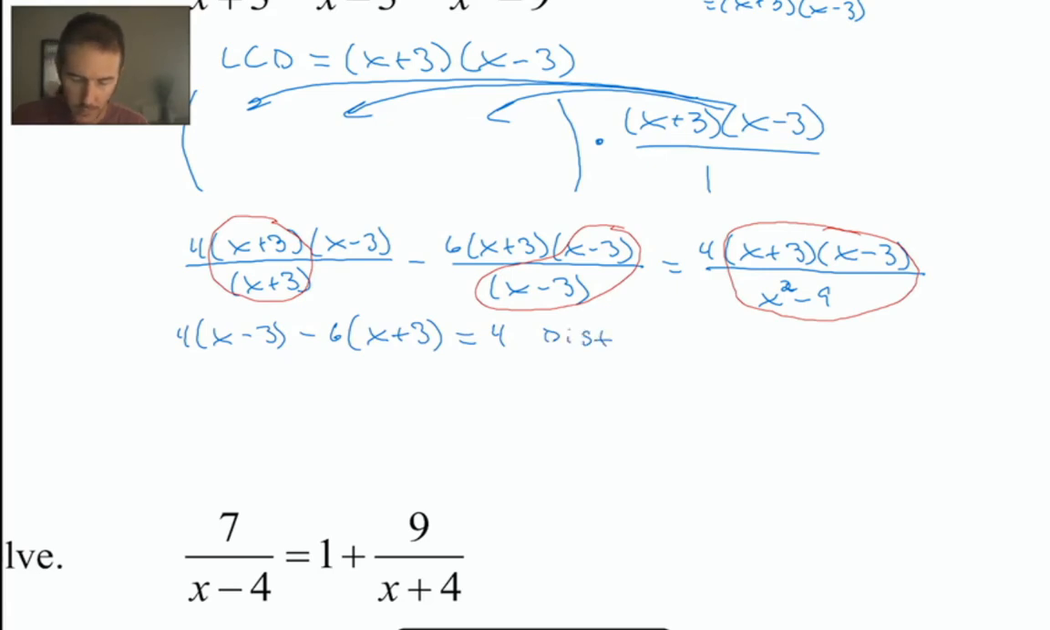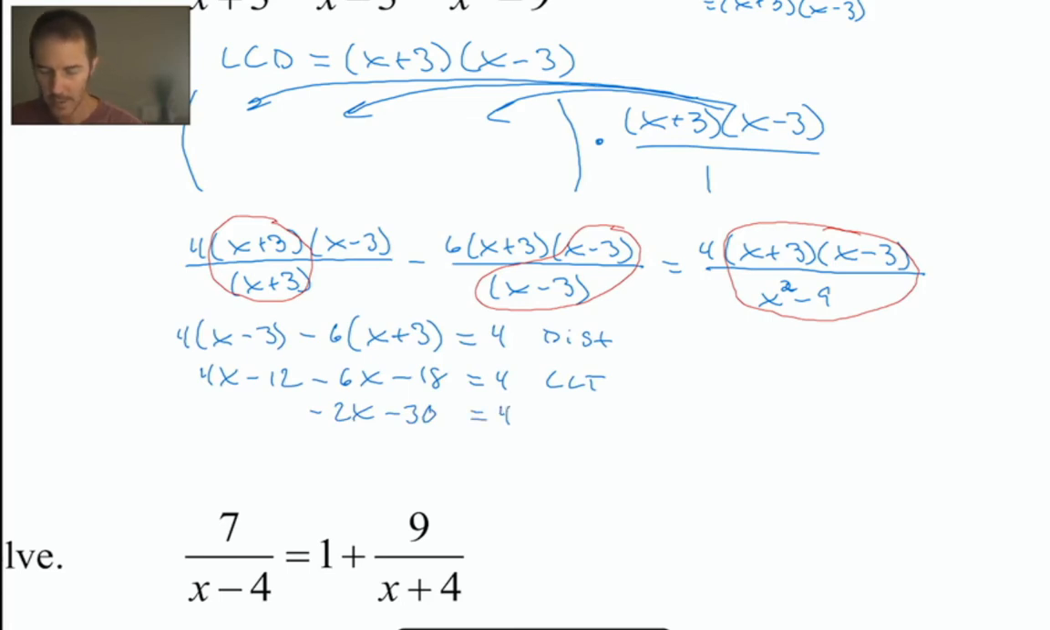DIST for distribute. 4x minus 12 minus 6x minus 18. Don't forget to distribute that minus sign there. Equals 4. Then let's combine like terms. 4x minus 6x is negative 2x. Negative 12 minus 18 is negative 30. Equals, I've got a 4 on the right-hand side.